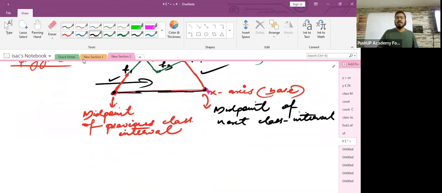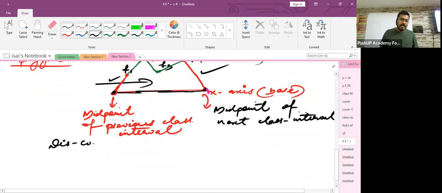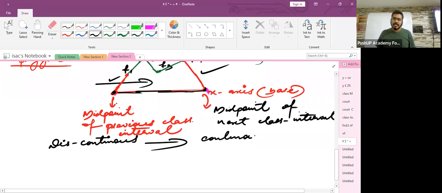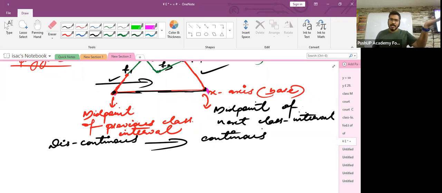Now, before I go ahead, I want to tell you one important point, children. If the given class intervals are discontinuous and still they ask you to draw the frequency polygon, your first step should be converting the discontinuous class intervals into continuous class intervals by using adjustment factor. I hope you all remember. We learned it yesterday also, isn't it?